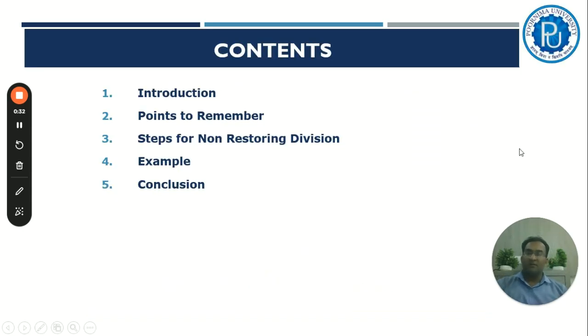The content of the lecture are as follows. First of all, we will have an introduction about the Booth division algorithm. Then we will see some points to remember regarding the algorithm to be taken in the initial steps. Then we will go through the steps for non-restoring division method. Then we will conclude it with an example. We will see how this non-restoring division method works in the processor for the two operands there.